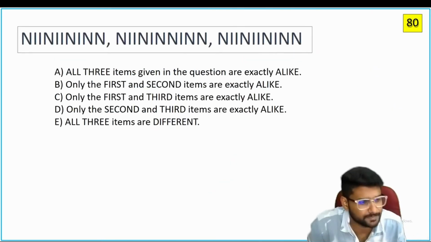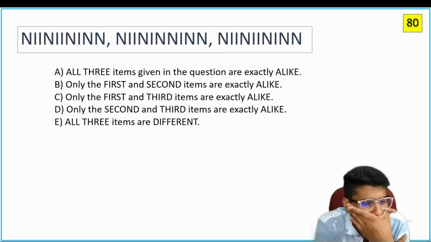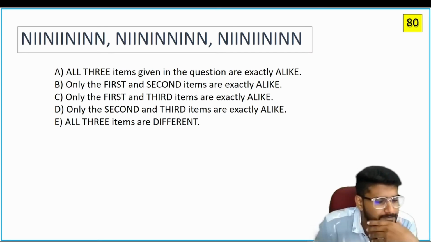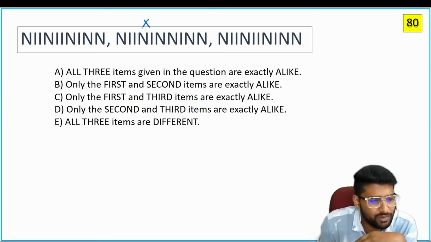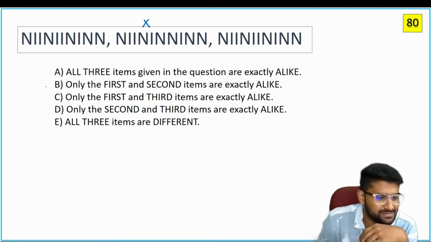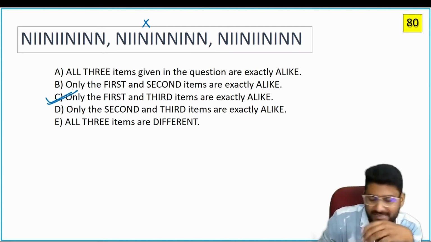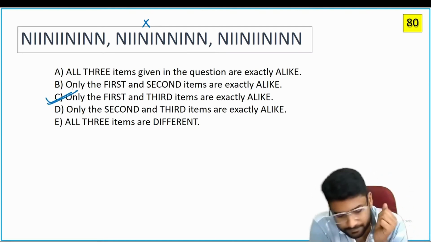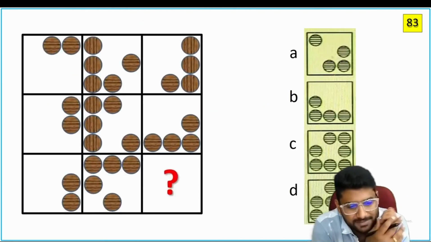Next. Guys, 1 and 2 are not at all the same. N double one, N double one, N1, N. So 1 and 3 are the same. First and third look the same. Next.